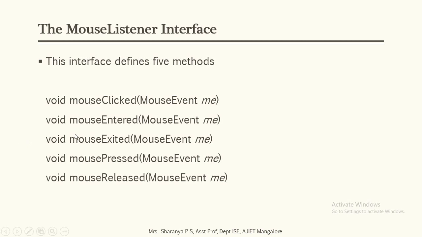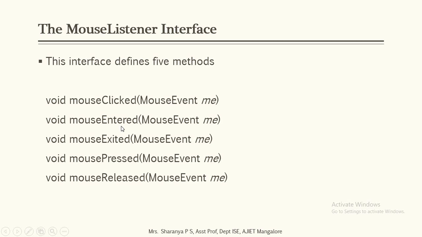The 5 different methods defined under the mouse listener interface are: first one, void mouseClicked. That is, we are passing the mouse event object as an argument here. What is mouse click? If the user is clicking some element and then releasing, during that time this mouse click method will be responsible to handle that event.